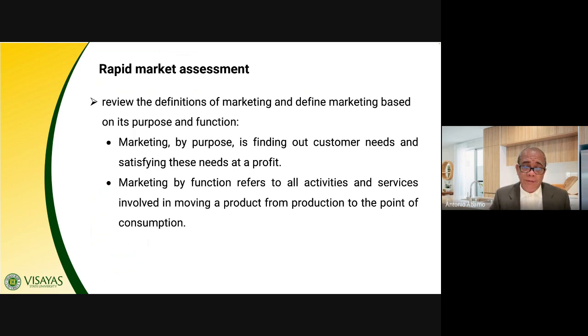Okay, now before we proceed to the methodology of doing an RMA, we might as well review the various definitions of marketing as defined based on its purpose and function. One is marketing by purpose, finding out customers. Marketing by function refers to all activities and services. Remember, when we look at the marketing system, we look at it from the marketing purpose and from the marketing function. The marketing purpose, of course, is who is the target customer. The marketing function is the essential services that help us penetrate the market.